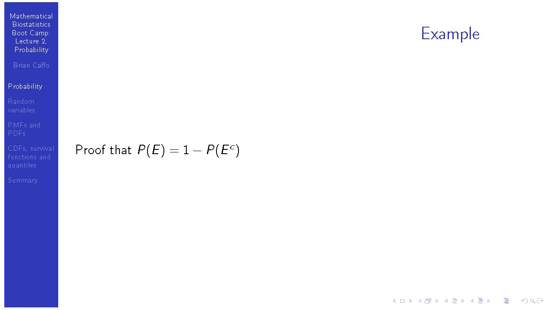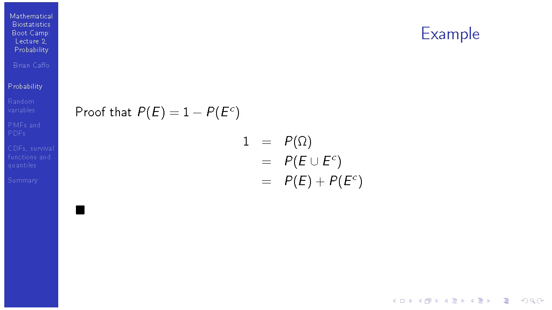So let me give you an example of one of these proofs. Let's take a simple one. The probability of an event is 1 minus the probability of its complement. So consider line 1. Recall that the probability of the whole sample space is 1. But again, the sample space for any event is equal to the union of that event and its complement. So omega equals E union E complement.